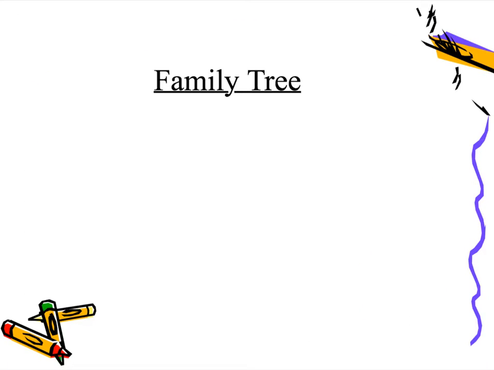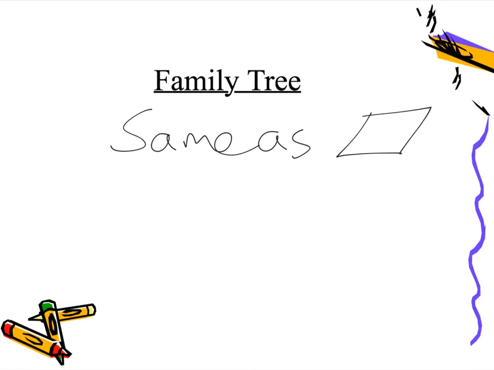All right, to add to our family tree of quadrilaterals, we're going to have a couple more properties. First one, same as a parallelogram. So everything that happened in a parallelogram happens in a rectangle. Opposite sides are parallel. Opposite sides are congruent. Diagonals bisect each other. All sorts of good things. Opposite angles are congruent. Awesome.